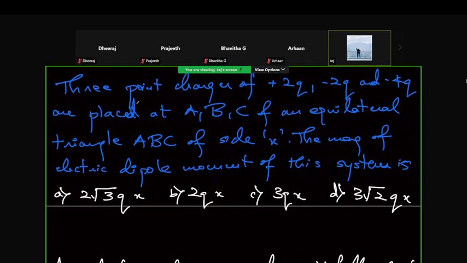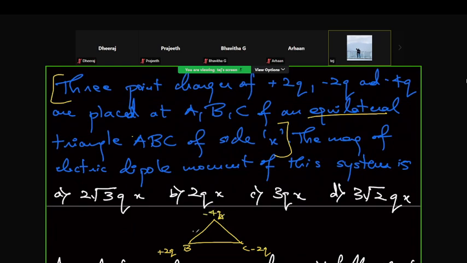That gives an advantage. Now listen, three point charges of plus 2Q, minus 2Q and minus 4Q are placed at A, B, C of an equilateral triangle of side X. So this is the first sentence. One sample diagram I'll draw. A, B and C. At B, I'll place plus 2Q. At C, I'll place minus 2Q. At A, I'll place plus 4. Now, this is the actual diagram. There'll be X here, X here, X here. This is the meaning of the first sentence.